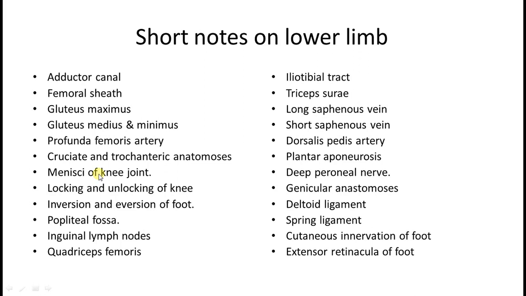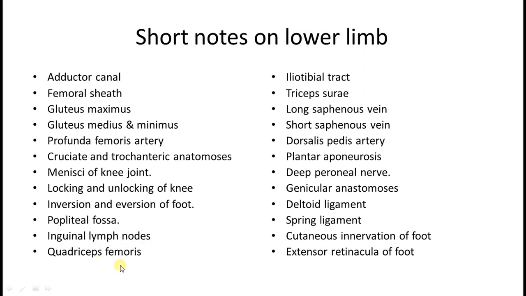Sometimes they might ask intracapsular extrasynovial structures of knee. Then you have to write about these menisci and you have to also write about the cruciate ligament of the knee joint. Then locking and unlocking, inversion and eversion of foot, popliteal fossa, boundaries and contents, lymph nodes. Usually students tend to ignore the lymph nodes because lymph nodes play a very vital part in the spread of infection. So that is why always have a fair idea of the lymph nodes.